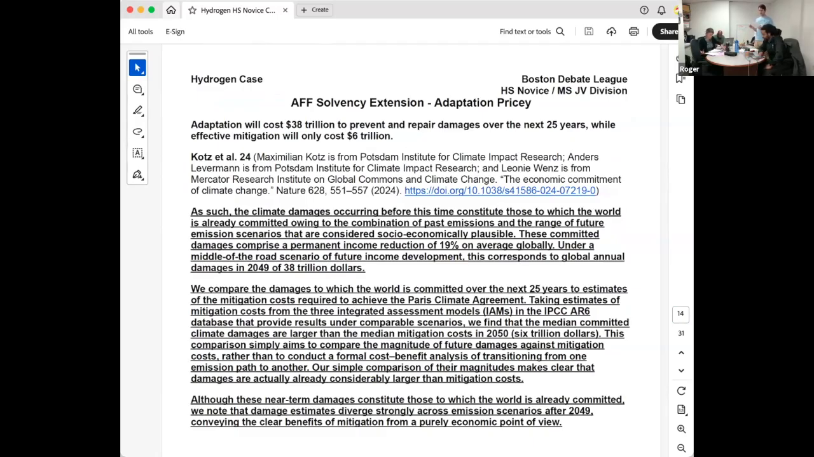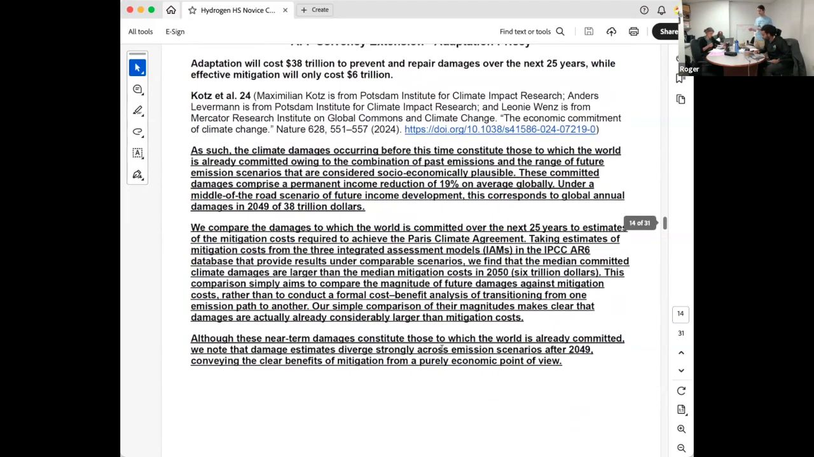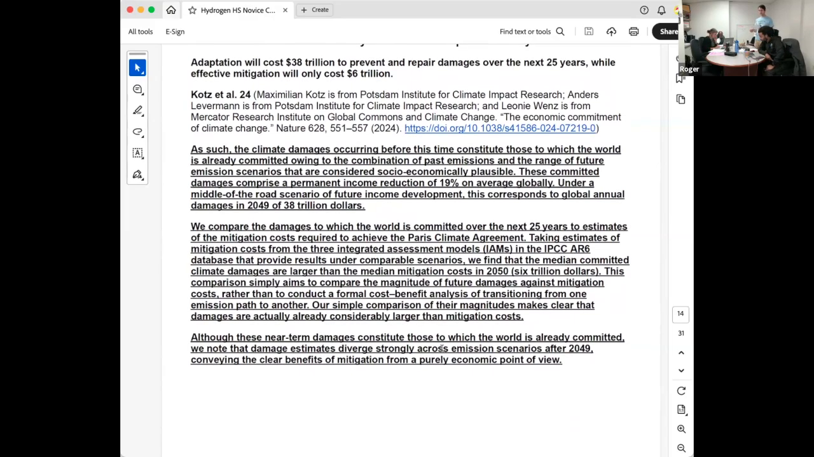All right, and I'm going to read directly from the bottom of the first paragraph. Under a middle-of-the-road scenario of future income development, this corresponds to a global annual damages in 2049 of $38 trillion. Essentially, what this piece of evidence is saying, and in a longer speech, I would read more of this evidence, is that although we are doing things right now to adapt to climate change, those are much more expensive than trying to solve climate change and stop climate change from happening. If we can slow down climate change, we are going to not have to adapt to the negative heat and flooding scenarios, okay?